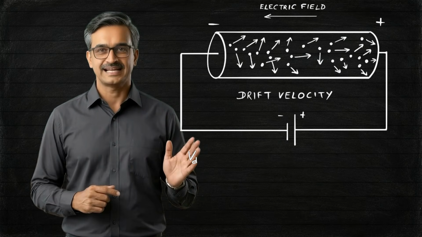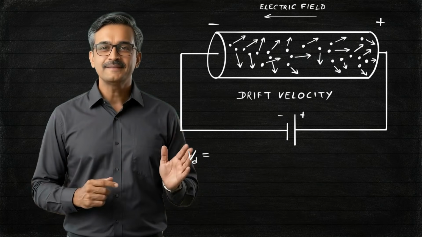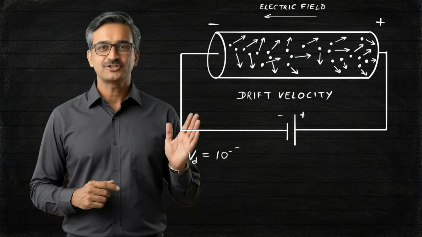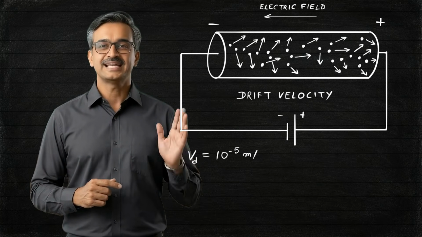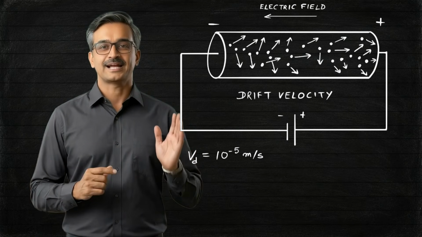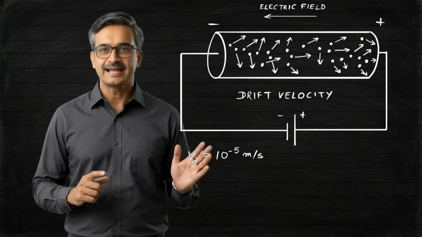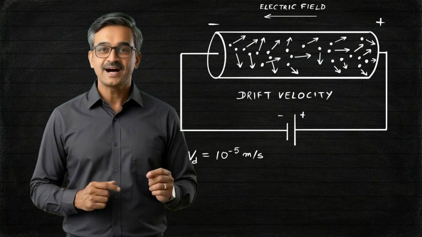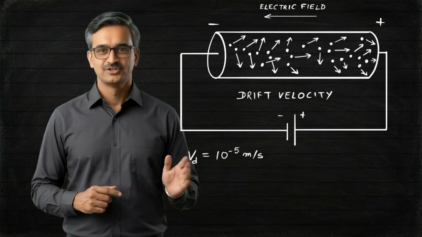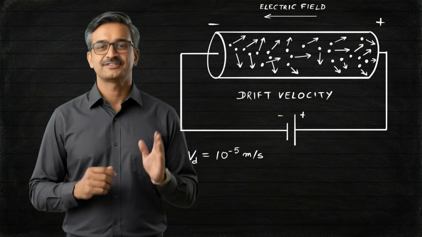Now here's a very important point. The drift velocity is extremely small. Its value is of the order of 10 to the power minus 5 meters per second. Just think about it. Without an electric field, electrons move randomly at nearly 10 to the power of 5 meters per second. But their drift velocity under an electric field is only about 10 to the power minus 5 meters per second. That is a huge difference.